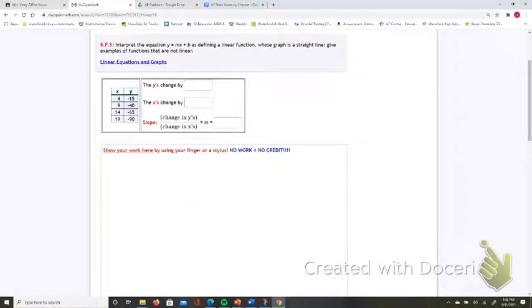Okay, so now look at this one. So our table is 4, negative 15, 9, negative 40, 14, negative 65, 19, negative 90. Okay, our y values went from negative 15 to negative 40. Oh my goodness. How many was that? Okay, well, it's going down. So I'm going to count by 5s. Starting at 15, 20, 25, 30, 35, 40. So I counted 5 5s.